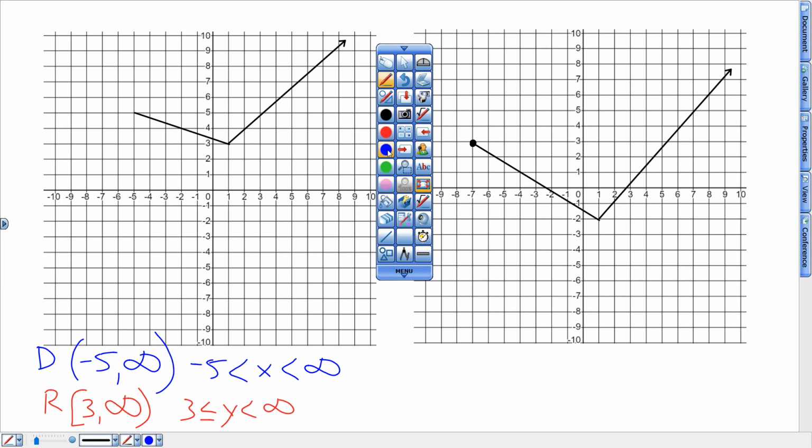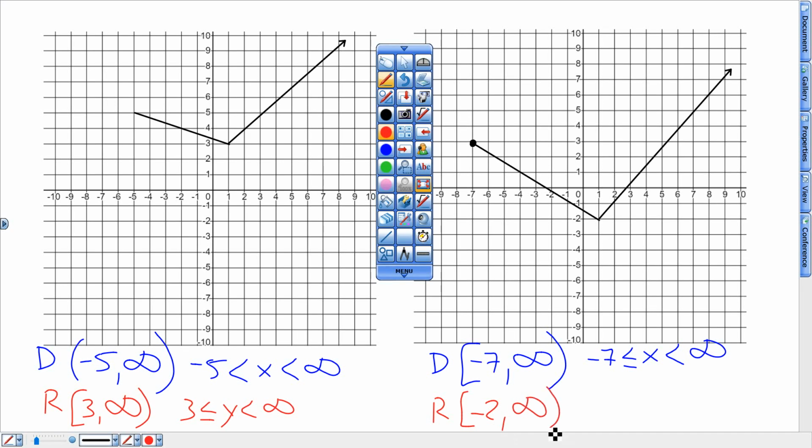Next one, domain measured left to right. Looks like square bracket -7, arrow going up, positive infinity rounded. Interval notation, x in the middle, never equal to infinity. My range measured from bottom to top looks like from square bracket -2 up to infinity rounded. And then y in the middle. All right, next set. Last one, here we go.